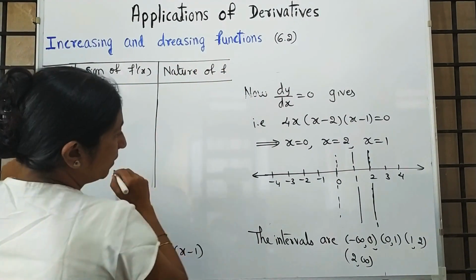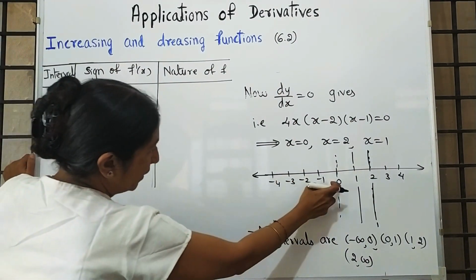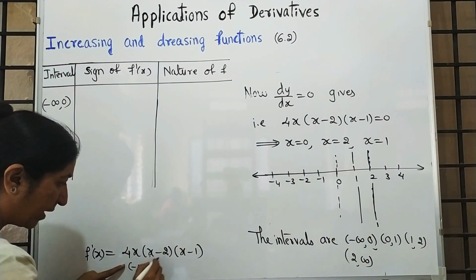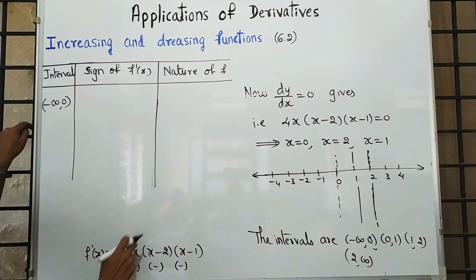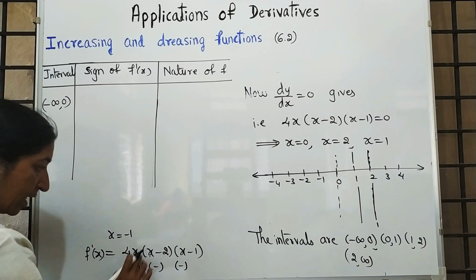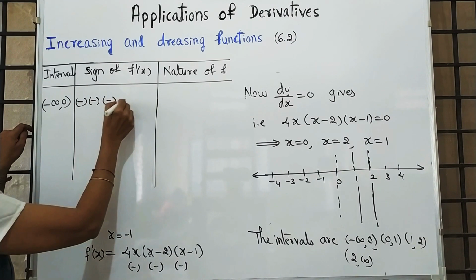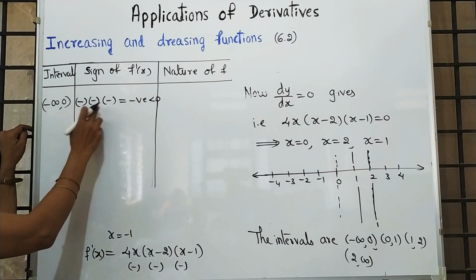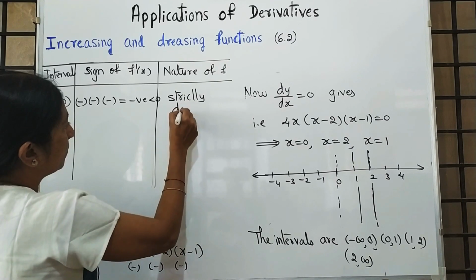What is the first interval? First interval is minus infinity to 0. Minus infinity to 0 means if you take minus 1, this is negative, minus 1 minus 2, this is negative, minus 1 minus 1, that is also negative. So here you write down x is equal to minus 1 in these 3 values. The first one is negative, second bracket, third, all are negative. Minus, minus, minus. Totally we got negative, less than 0. Minus into minus plus, plus into minus, minus. Strictly decreasing.